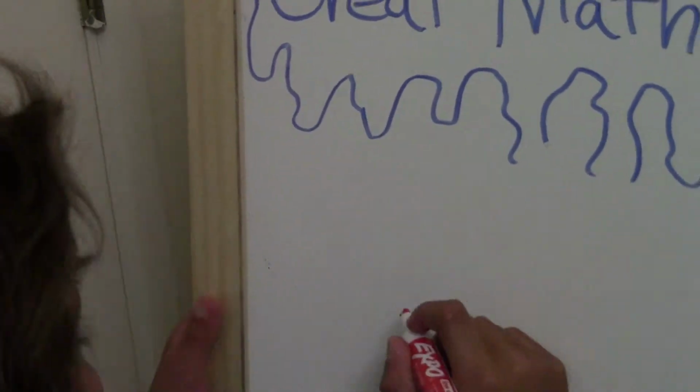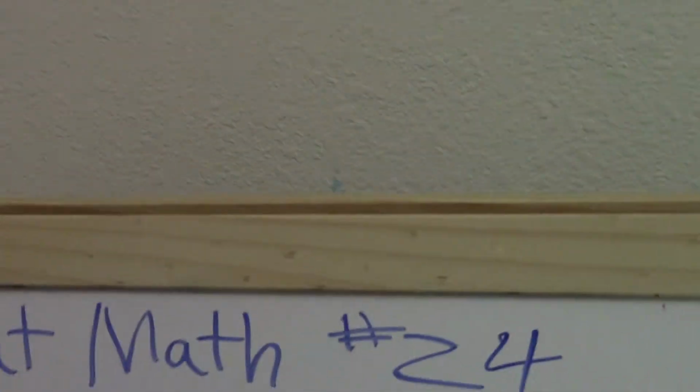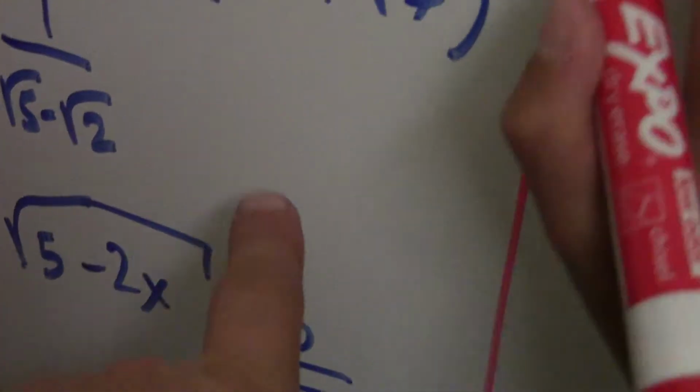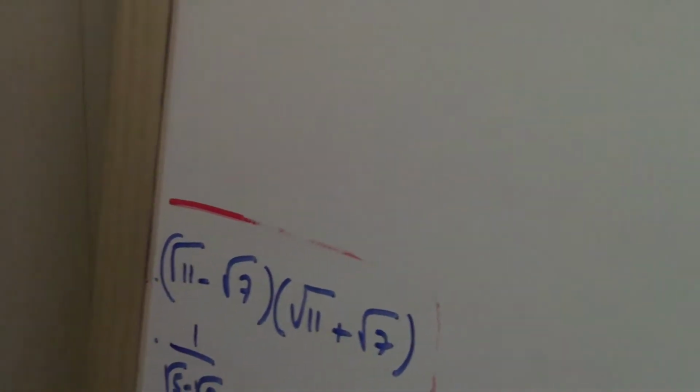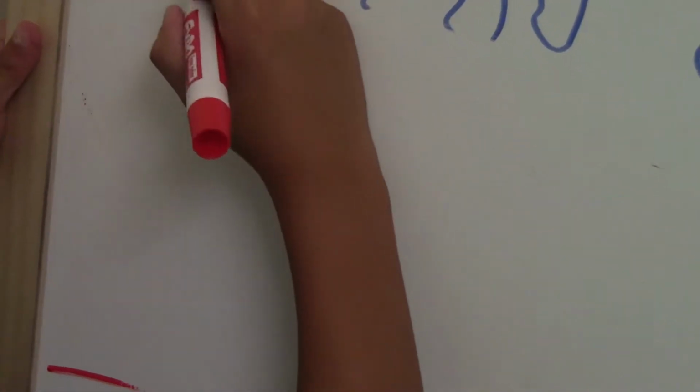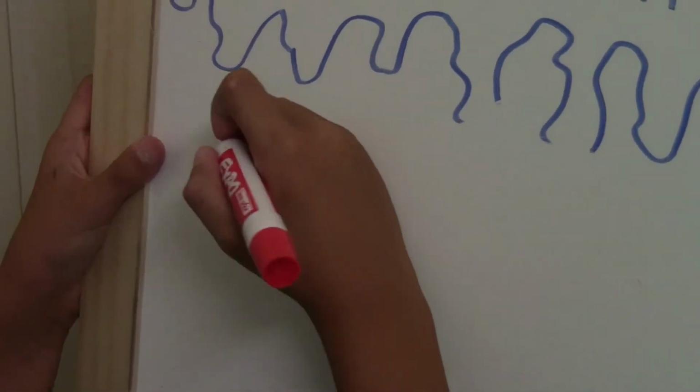Look, I'll show you. You need to use what you did here, you remember? That's why they give you this part of the exercise. Here, square root of 11 minus square root of 7. You need to use the same properties. So, go ahead.